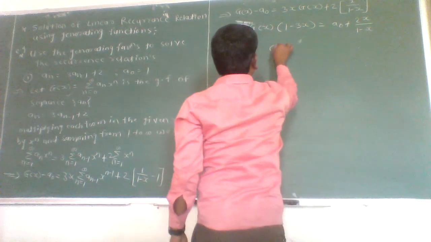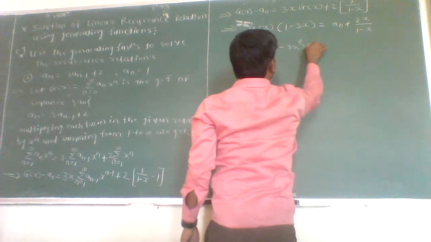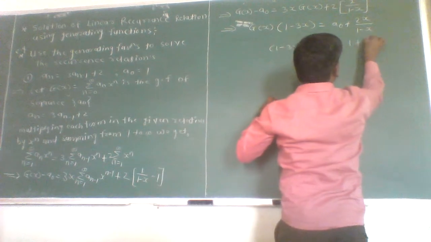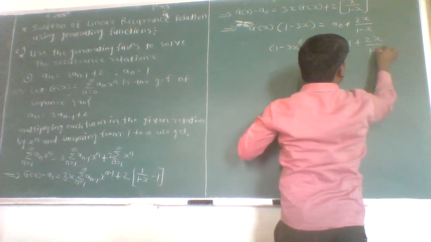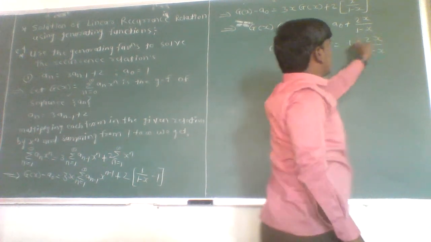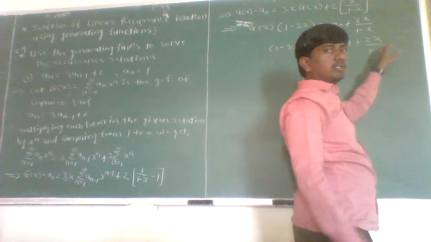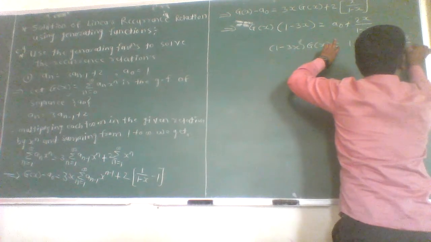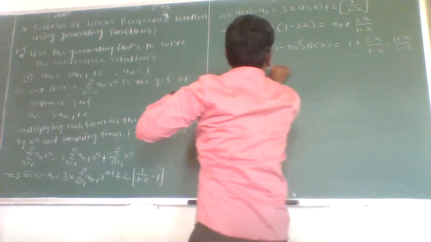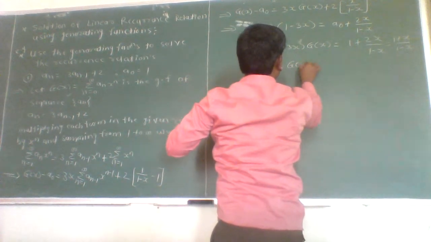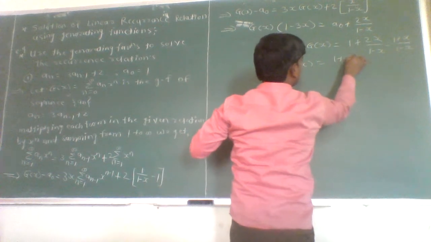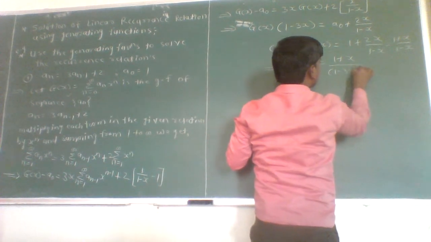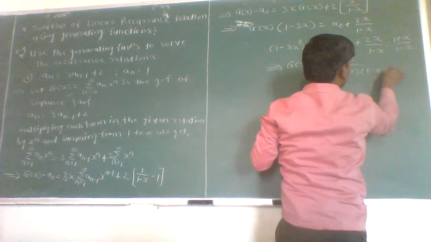Therefore, which is nothing but 1 minus 3x, g(x) is equal to a naught, that is 1 plus 3x upon 1 minus x, which is nothing but 1 minus x plus 2x. 1 minus x plus 2x is nothing but 1 plus x. So g(x) is equal to 1 plus x divided by 1 minus 3x into 1 minus x.